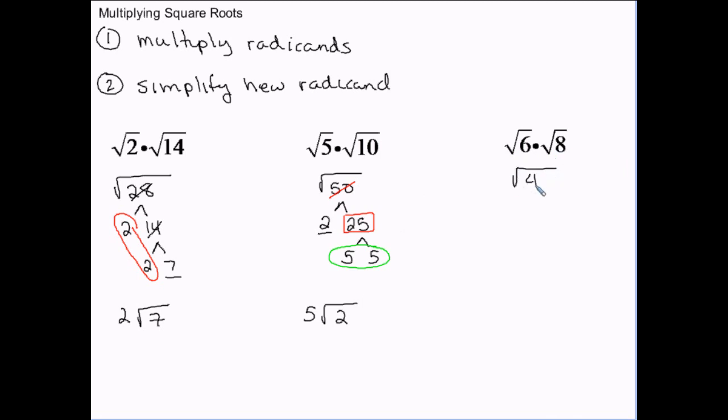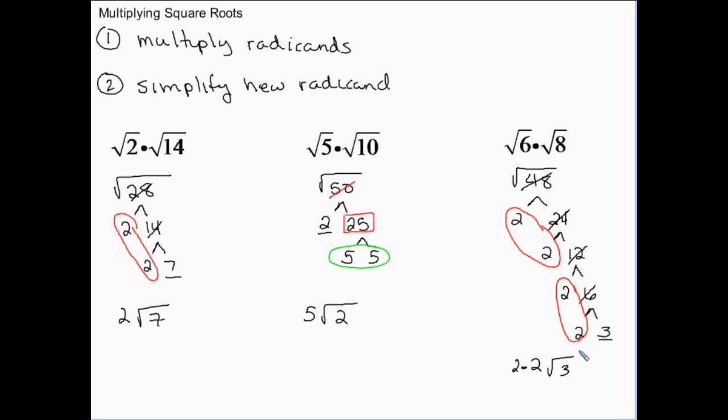6 times 8 is 48. 48 is 2 times 24. 24 is 2 times 12. 12 is 2 times 6. 6 is 2 times 3. I have 2 pairs of 2's. So those can come out, and I have a square root of 3 that has to remain behind because it doesn't have a match. And so this becomes 4 times the square root of 3. So that's how we're going to multiply square roots.